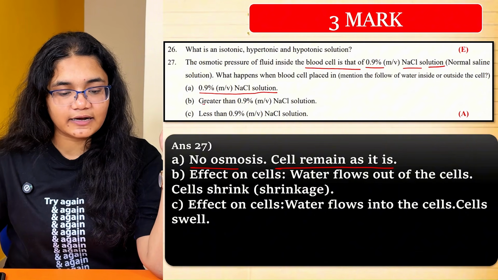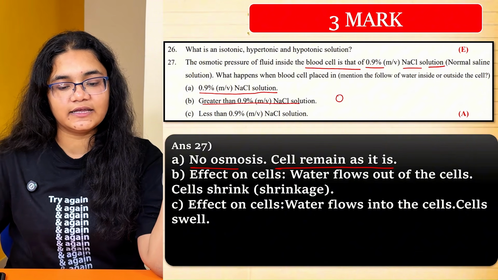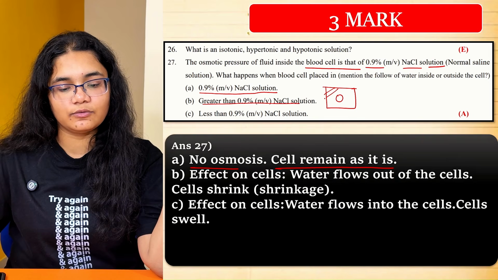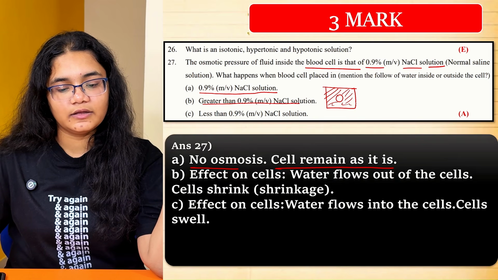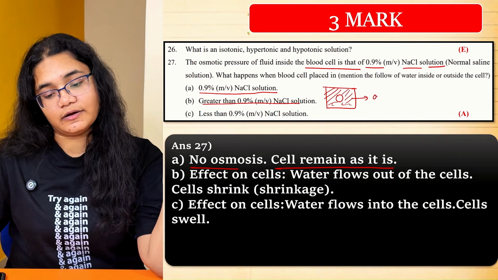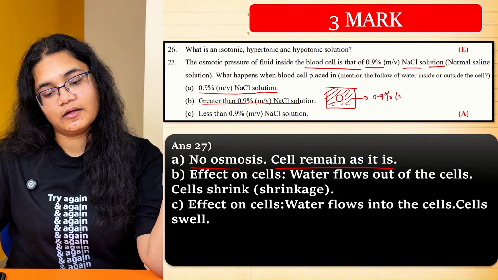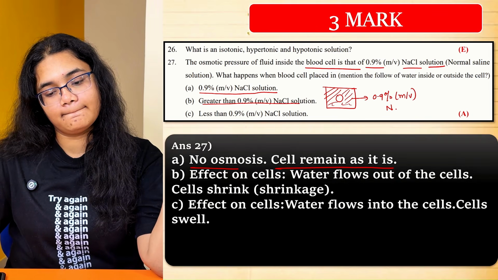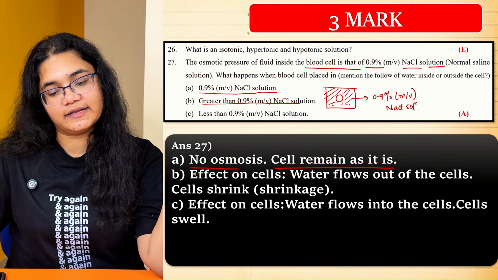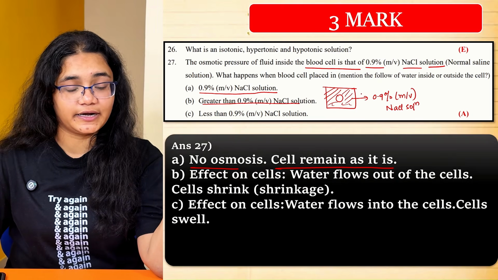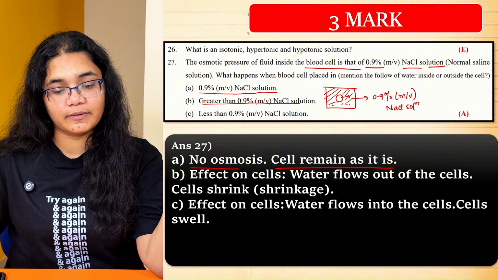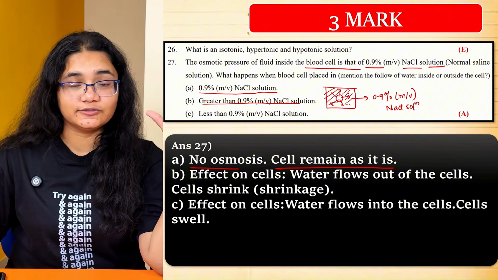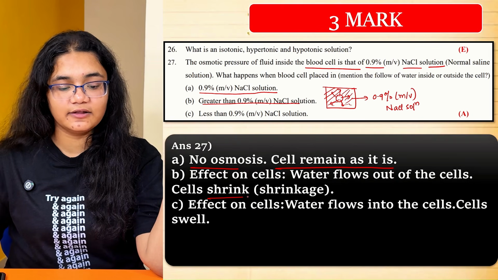Now if you have greater than 0.9% m/v NaCl, here is the cell, and suppose here you have 0.9% m/v NaCl solution. It means it is more concentrated. So if it is more concentrated, what will happen? The water will flow from the cell to the outside. There is exosmosis, and the cell will shrink.